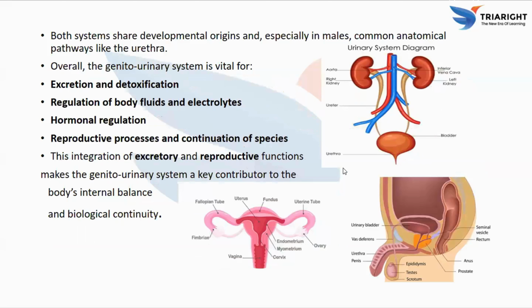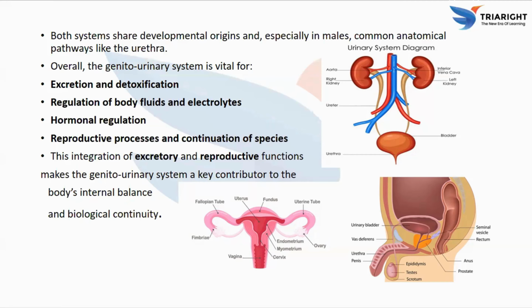So coming to the next slide. What are the shared development and common pathways in these two systems? During early development, during embryology, both the urinary and reproductive systems originate from the same tissue, which is called the intermediate mesoderm. Because of this shared origin, some structures are combined or closely linked. Especially in males, the urethra serves both a urine function, playing a role in urine passage, and a reproductive function, playing a role in semen passage. This explains why the systems are often studied together as the urogenital system.